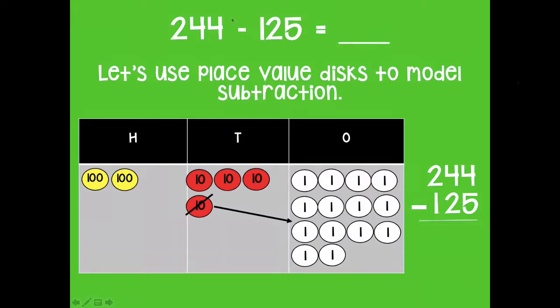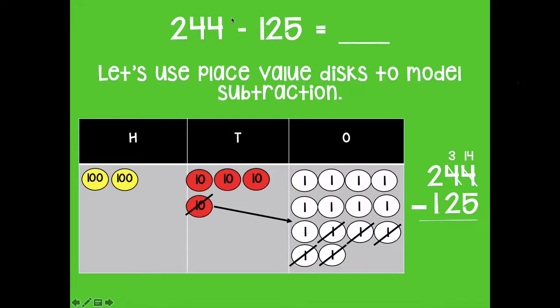So to model what I just did in my vertical form, now instead of 4 ones, we have 14 ones because we have those 10 ones that we just got plus the 4 that we already had. So 10 plus 4 is 14. Now we're able to subtract. So we're taking away 5. So 1, 2, 3, 4, 5.